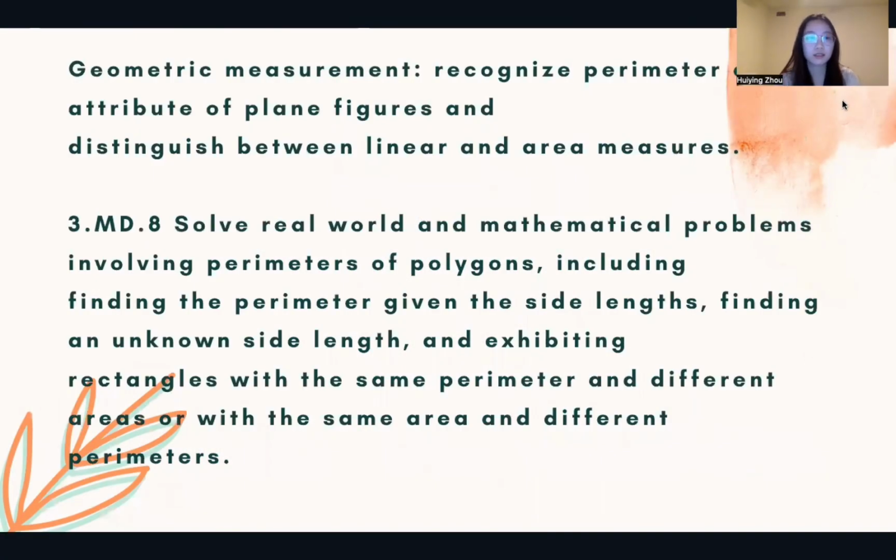This standard is under geometric measurement: recognize perimeter as an attribute of plane figures, and distinguish between linear and area measure. The standard is: solve real-world and mathematical problems involving perimeters of polygons, including finding the perimeter given the side lengths, finding an unknown side length, and exhibiting rectangles with the same perimeter and different areas, or with the same area and different perimeters.